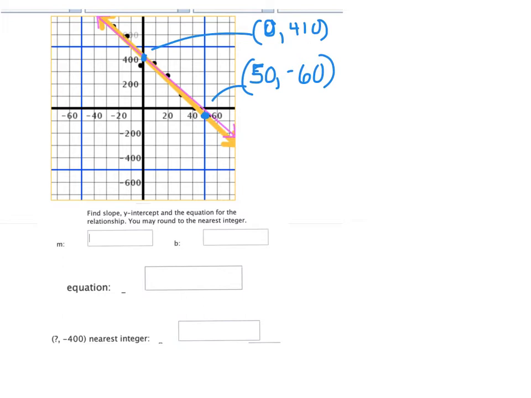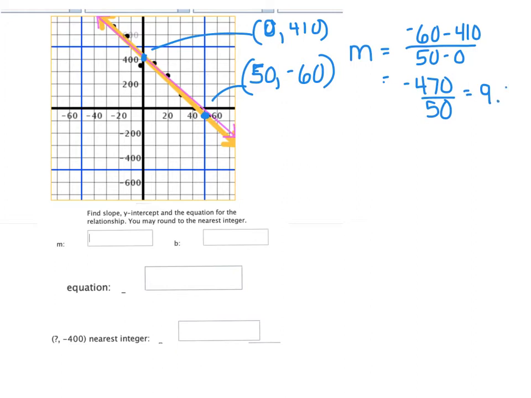Now I'm going to use these 2 points to find my slope. So I subtract my y values: negative 60 minus 410 over 50 minus 0 gives me negative 470 over 50, which equals negative 9.4. But the directions on Get More Math say to round to the nearest integer, so I'm going to say negative 9. So I'm going to use negative 9 to determine my b value.